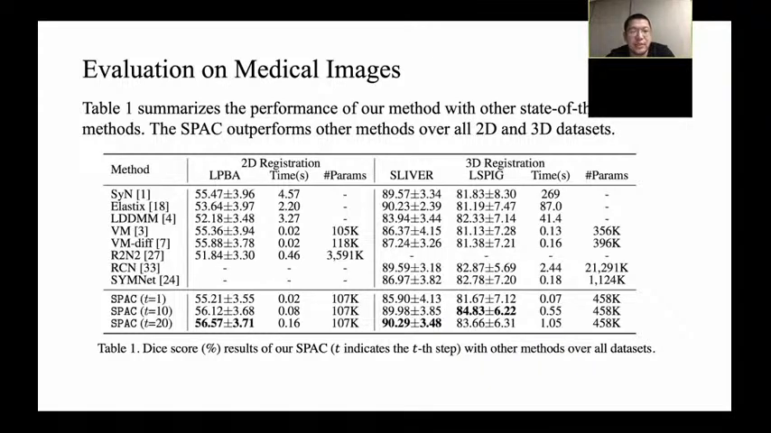And here we summarize the performance of our method with other state of the art methods. I think our SPAC outperforms other methods overall, on 2D and 3D datasets. This is a 2D brain image, and this is a 3D image. This is a SLIVER dataset. This is an RSP dataset. This is a cross-set evaluation dataset. They use humans for training and test, and the test dataset is a pig SLIVER image.